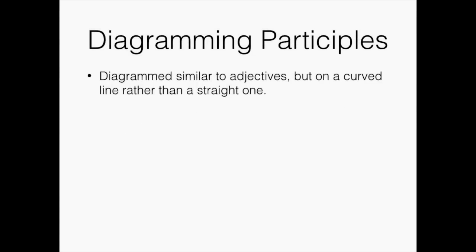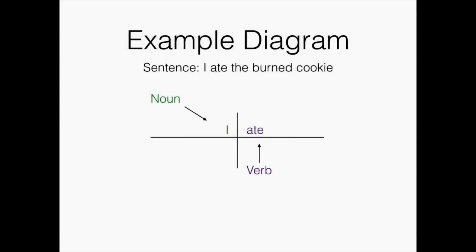We're going to start by diagramming participles, because they are by far the easiest of the three, at least for me. Because participles act as adjectives in the sentence, we diagram them very similarly to the way that we diagram adjectives, except that they go on a curved line instead of a straight diagonal one. So in the sentence, I ate the burned cookie, we identify our subject and verb like usual, and then add in the direct object cookie.